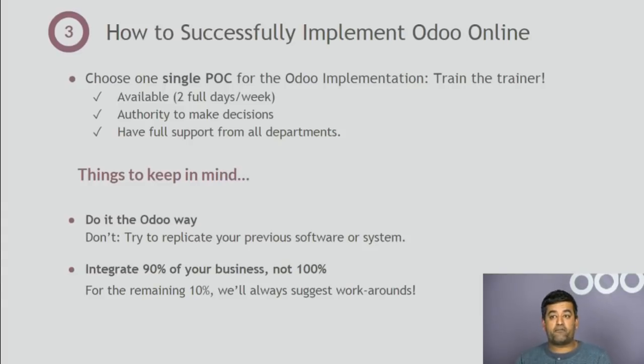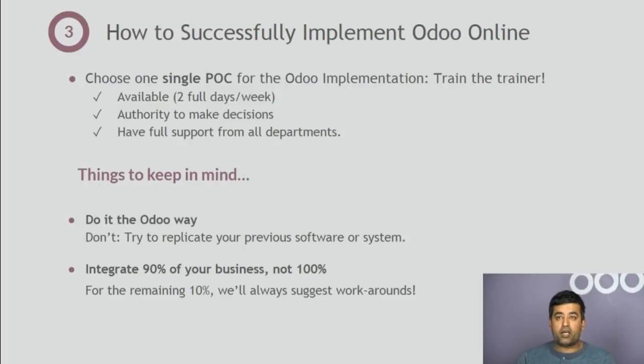They should be the advocate for Odoo, but also someone that has the ability to communicate regardless of department, and is also someone that has good communication skills, to be able to share the information with those people. So things to keep in mind. At Odoo, we try to do things the Odoo way, if possible. What we don't like to do is replicate your previous software system.